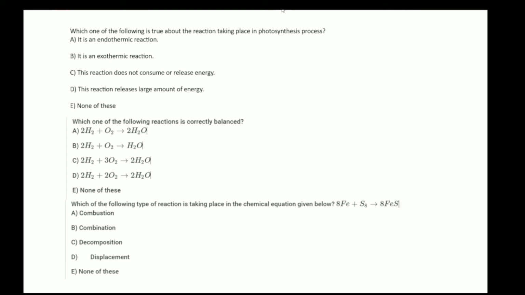We have the first question over here. Which of the following is true about the reaction taking place in a photosynthesis process? It is an endothermic reaction? It is an exothermic reaction? This reaction does not consume or release energy. This reaction releases a large amount of energy, none of this. So I'll repeat the question again. Which of the following is true about the reaction taking place in the photosynthesis process? Is it an endothermic reaction, exothermic reaction? This reaction does not consume or release energy. This reaction releases a large amount of energy, none of this.